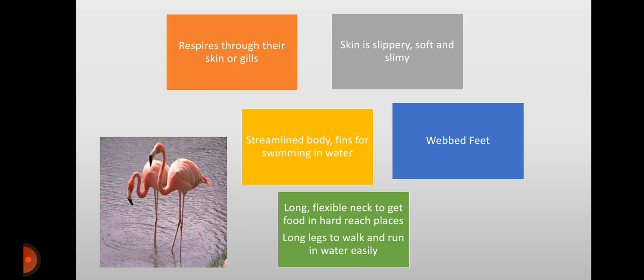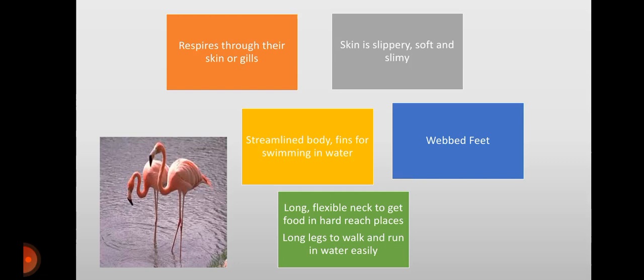environment for animals, they respire through gills or they have skin. The skin is very soft, slippery and slimy. They have a streamlined body, fins for swimming in water. They have webbed feet just like duck and frog have for swimming. The other example of wet environment animals or birds is the flamingo.